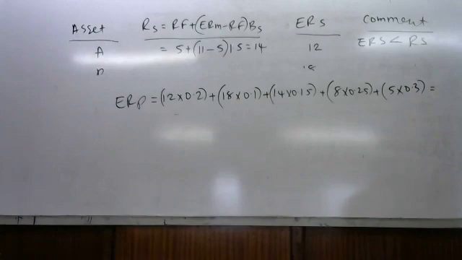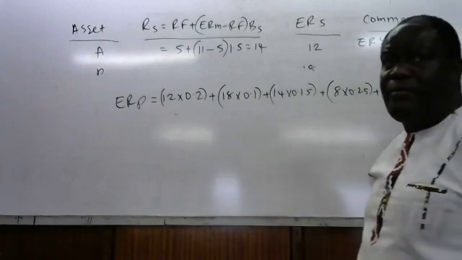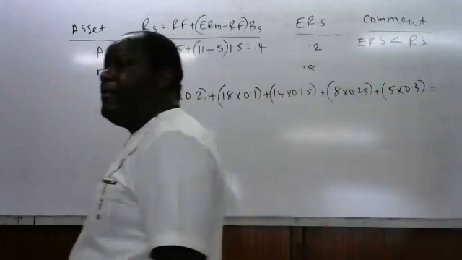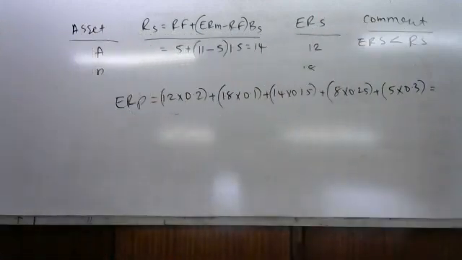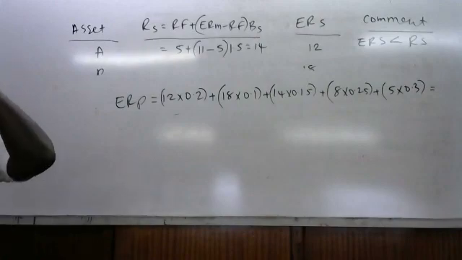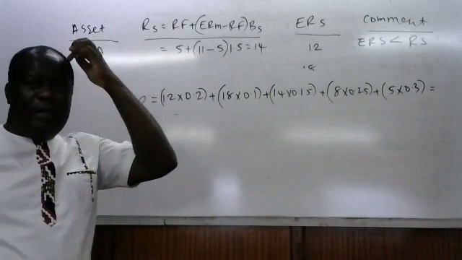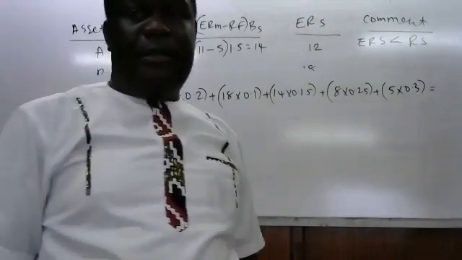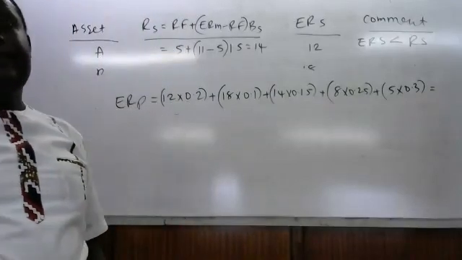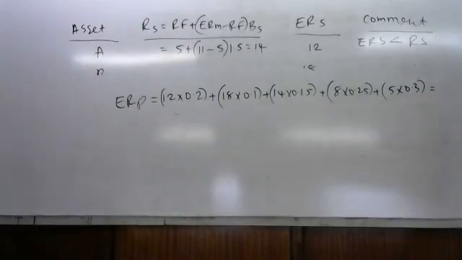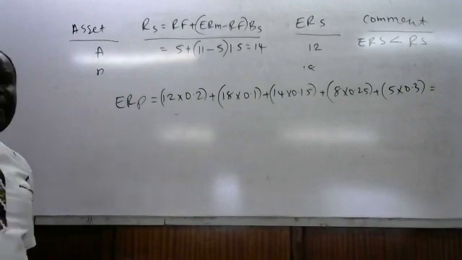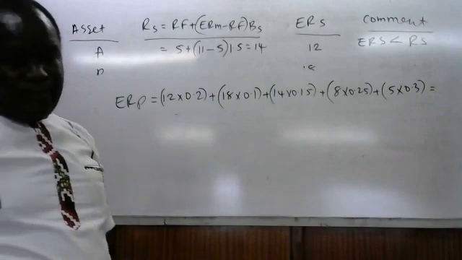You take each return, multiply by the proportion, then you add them together. That's now the combined returns. So after coming up with the combined returns, that now will be able to give you the combined returns.